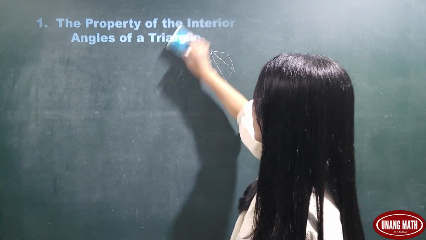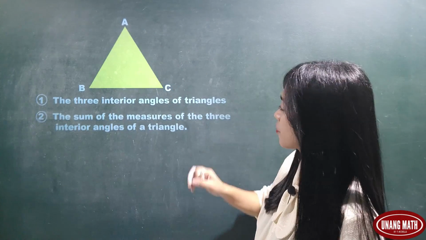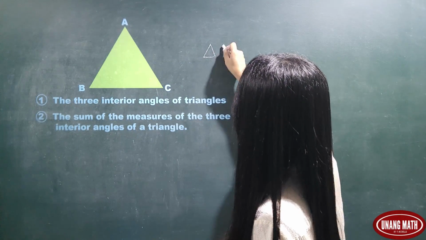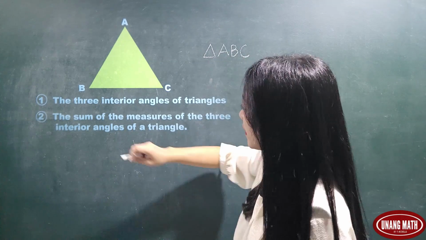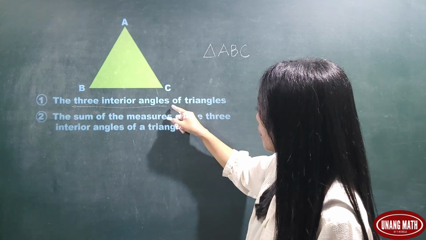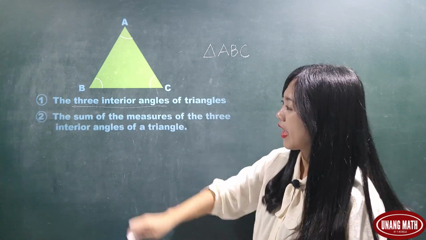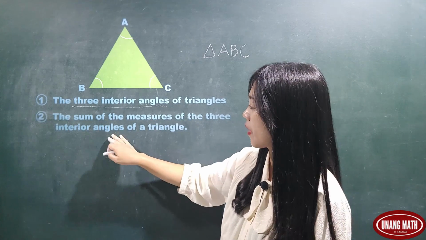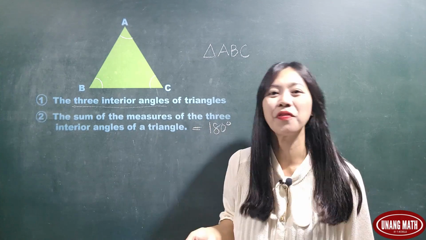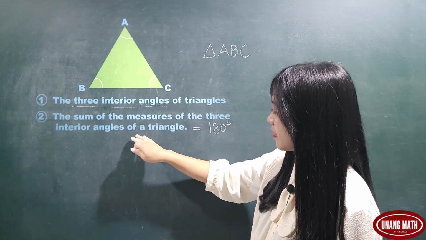Okay, let's start with the property of the interior angles of a triangle. We have here a triangle and we will name this triangle as triangle ABC. Okay, this triangle has three interior angles. Where are the three interior angles? This angle, this one, and this angle. The sum of the measures of the three interior angles of a triangle is equal to 180 degrees.